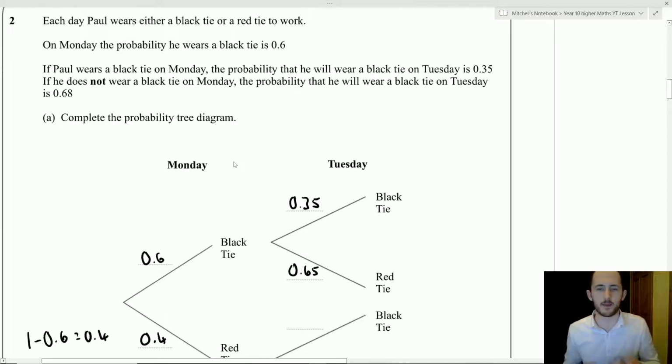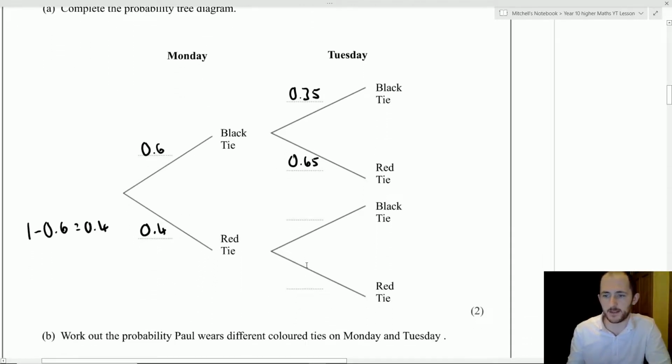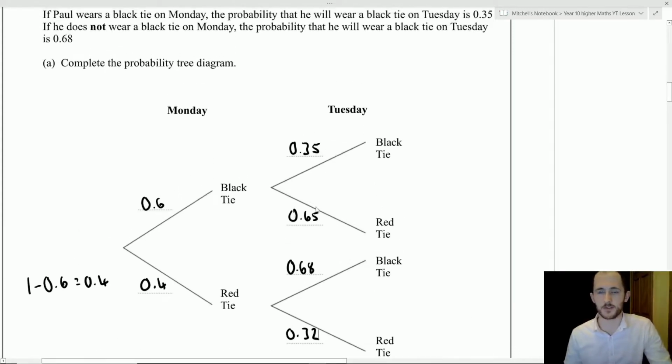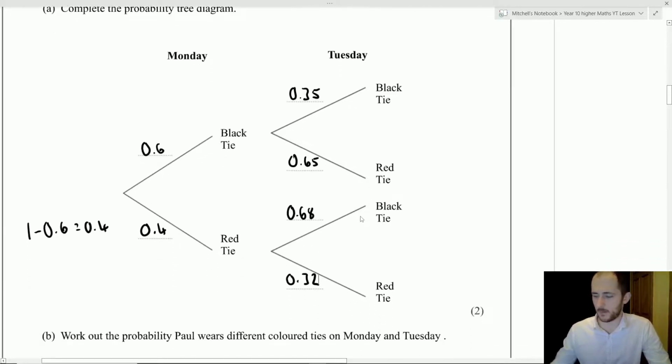But it's really not that complicated. It doesn't really matter. If he does not wear a black tie on Monday, the probability that he will wear a black tie on Tuesday is 0.68. So again, we can fill that in. And again, it needs to add up to 1. So all we need to do is do 1 minus 0.68, which is 0.32. Those are our 2 marks. Are there any questions on that at all? It's just all about really reading quite carefully.